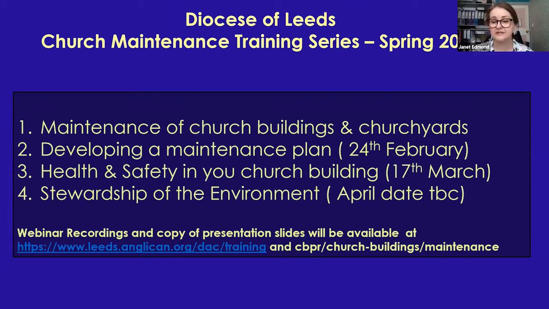The third session on the 17th of March is all about health and safety in your church building and churchyard, and that's going to be delivered by a member of the Ecclesiastical Insurance Group team, so they're collaborating with us on that. Then the 4th session is in April. We're still to arrange the date, but that's going to be about stewardship of your building in relation to sustainability of buildings. That's going to be delivered by a member of the DAC team, probably Stephen, and a member of the environment team. So that'll be a really good one to come along to as well.